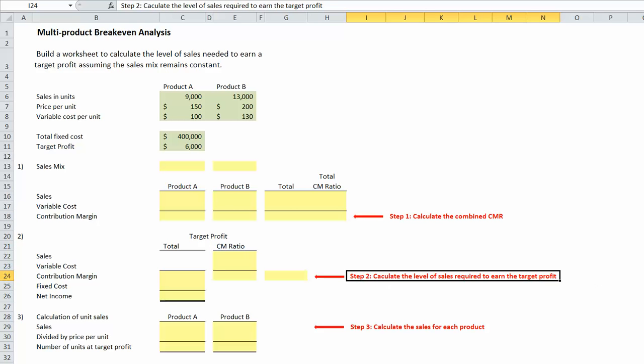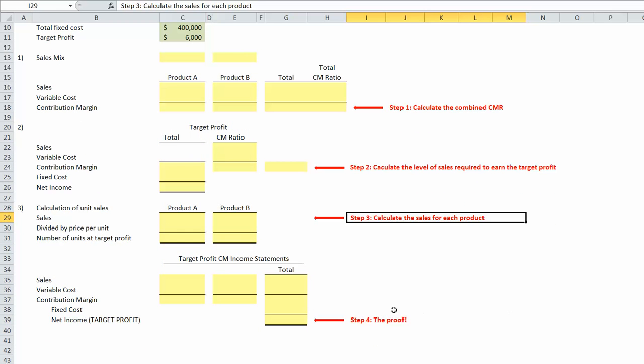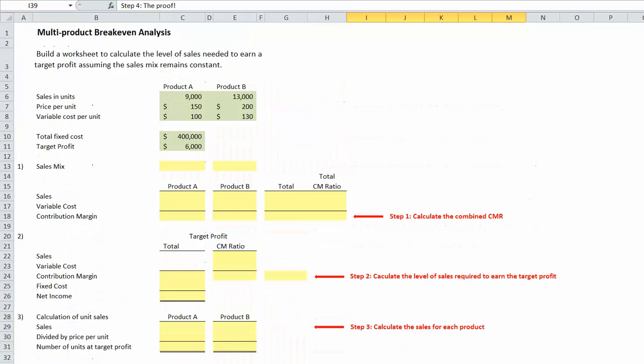The second step will be to calculate the level of sales required to earn our target profit on a combined product basis. Step 3 will calculate the sales required for each of the individual products. And then step 4 will just prove out that it is indeed the required level of sales to earn our target profit. Our first step then is to calculate our combined contribution margin ratios.